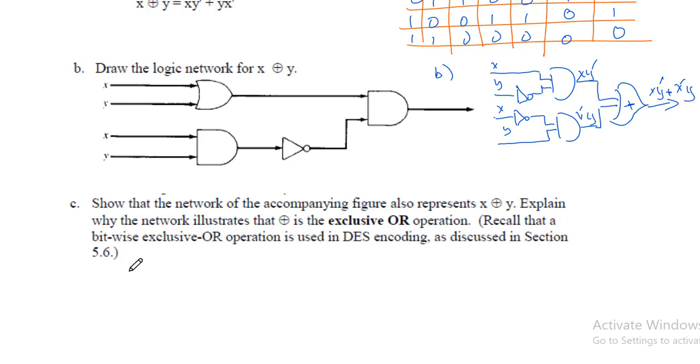It says recall that the bitwise exclusive OR operation is used in DES, and DES stands for Data Encryption Standard. Most computers now mostly use AES, because some people say DES is breakable. DES is not as strong an encryption standard as AES, which is Advanced Encryption Standard. This is on the side. If you read chapter 5, it talks more about encryption and decryption. But let's go back to this question.